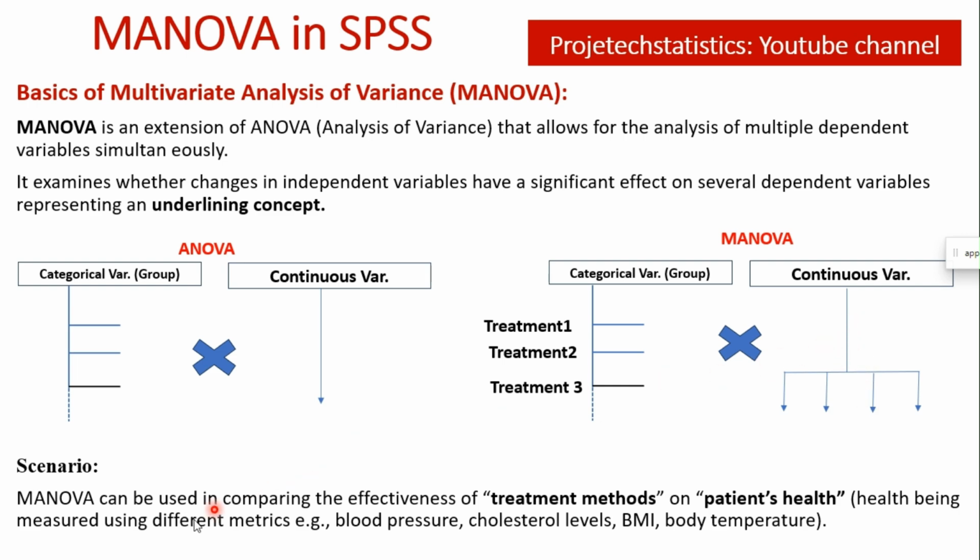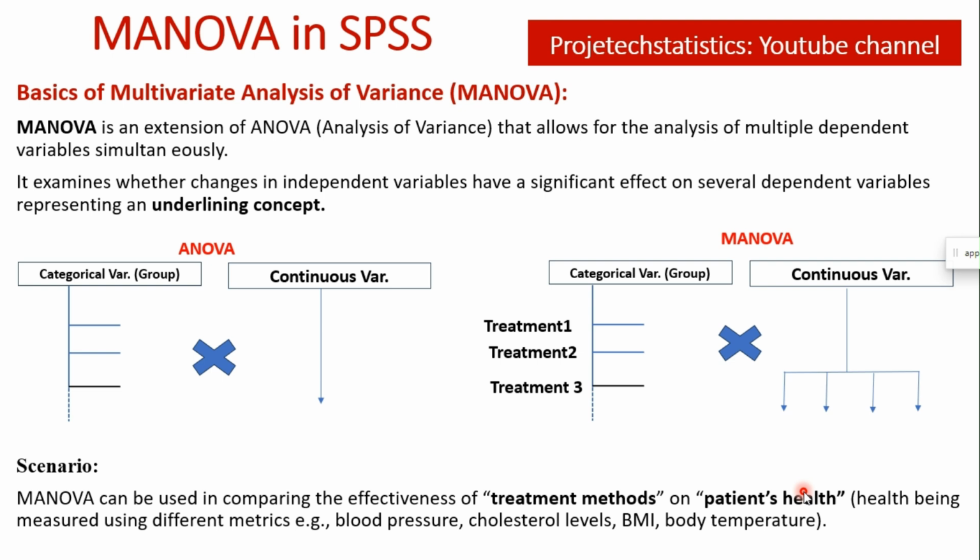For example, we use ANOVA in comparing the effectiveness of treatment method on patient health. Now, the health of the patient is not measured directly most of the time. How do we know that a patient is healthy? We have to measure four different metrics, for example, the blood pressure, the cholesterol level, the body mass index, and the body temperature. These are the metrics that make up the patient health.